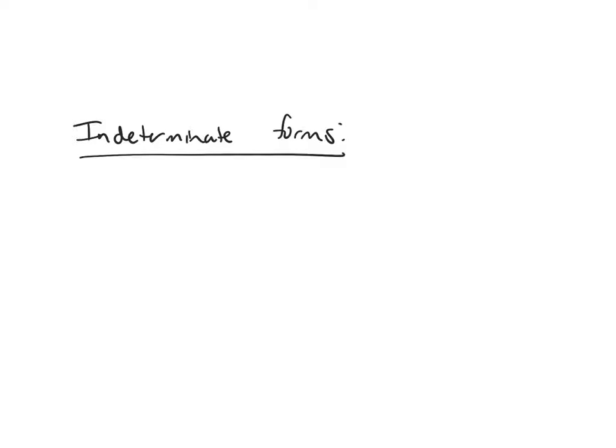So now we're going to talk about these other indeterminate forms that we haven't talked about. They all involve exponents: 1 to the infinity, infinity to the 0, and 0 to the 0. All of these, again, are indeterminate forms, so you cannot determine the limit straight from these. So let's look at an example.